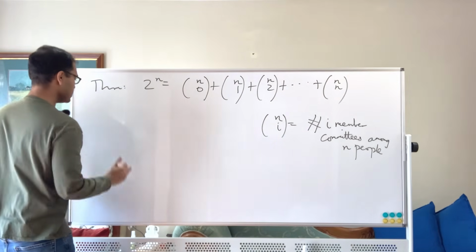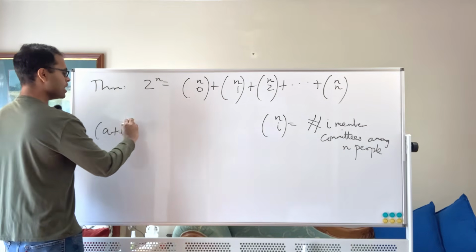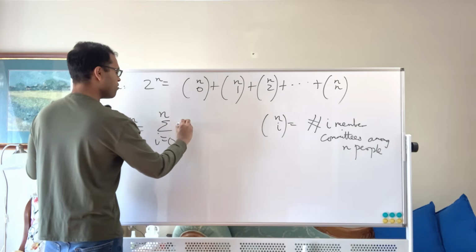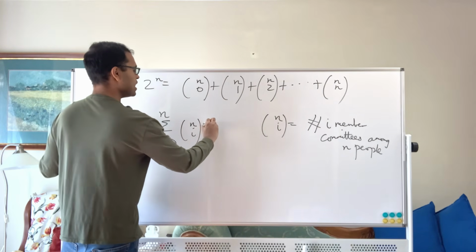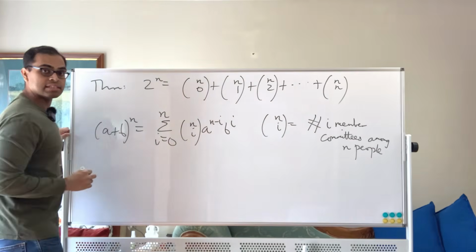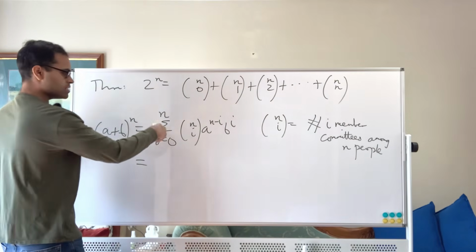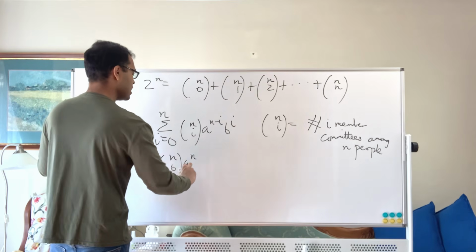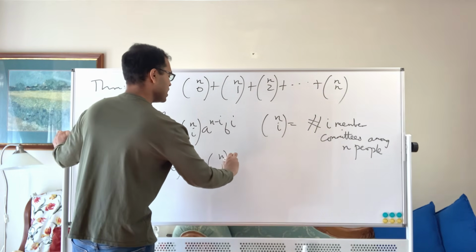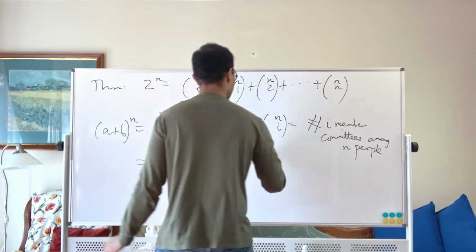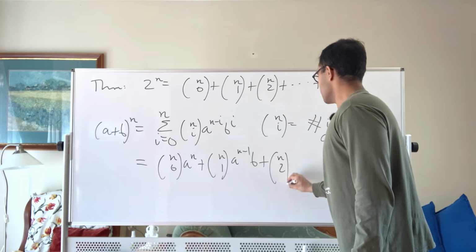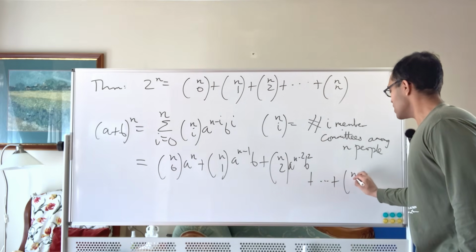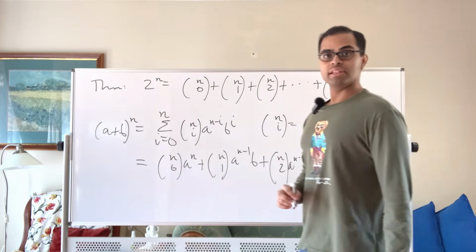The generalized binomial theorem gives us a formula for a plus b to the n. It's going to equal the sum, i equals 0 to n, of n choose i times a to the n minus i times b to the i. That's the theorem. Another way of writing it, this is in summation notation, is n choose 0 times a to the n, plus n choose 1 times a to the n minus 1 times b, plus n choose 2 times a to the n minus 2 times b squared, plus all the way up to n choose n times b to the n. That is what the binomial theorem tells us.